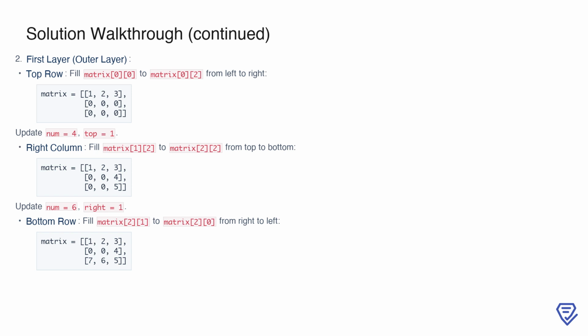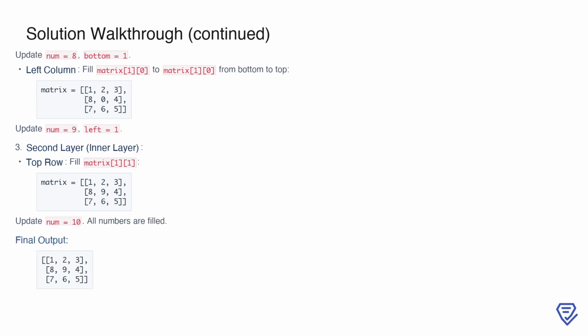Next, we fill the right column by placing the numbers 4 and 5 from top to bottom. Afterward, number is updated to 6, and the right boundary is moved left by 1. Now we switch to the bottom row, filling it from right to left with the numbers 6 and 7. The bottom boundary is then adjusted upward, reducing the area further.